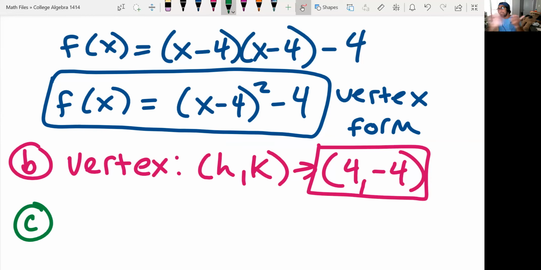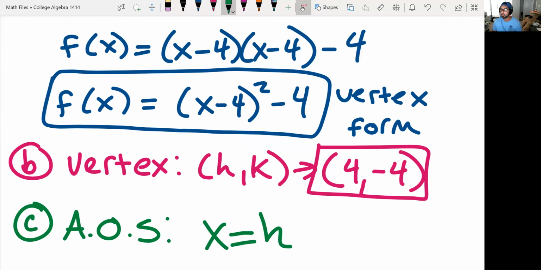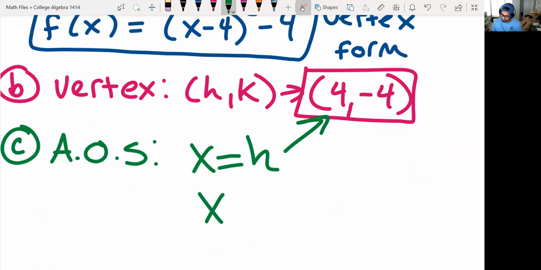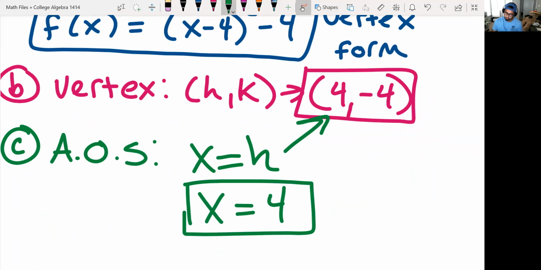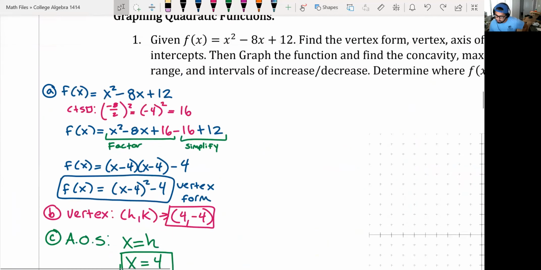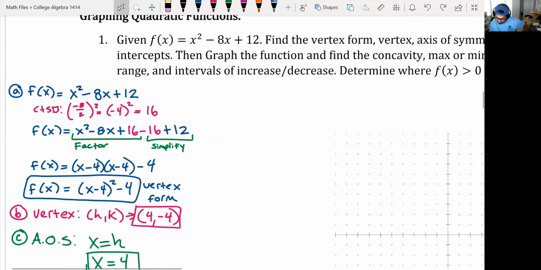Next is easy money. It is the axis of symmetry, which is that vertical line that cuts straight through the parabola. It's x equals h. Well, since our h value is 4, this means we get x equals 4. That's simple. If you know h, you know the value for the axis of symmetry as well. All right, we're working our way down the list. I got a lot of room. Okay, vertex form, vertex, axis of symmetry.